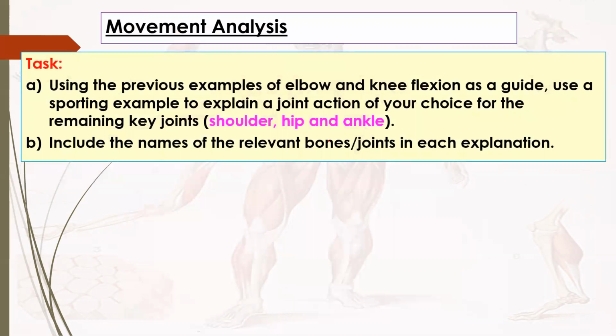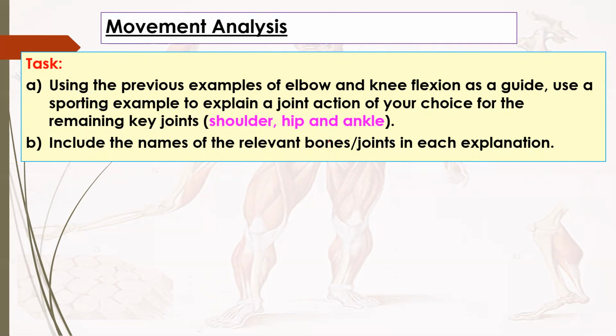Okay, what I'd like to do just to finish up with is to complete this task for me. So we looked at a couple of really basic examples of elbow flexion and knee flexion earlier on. Now use those two examples as a guide. And what I'd like you to do is select a sporting example. So for instance, before we had a bicep curl for elbow flexion and we had a preparation phase of kicking a football for knee flexion.